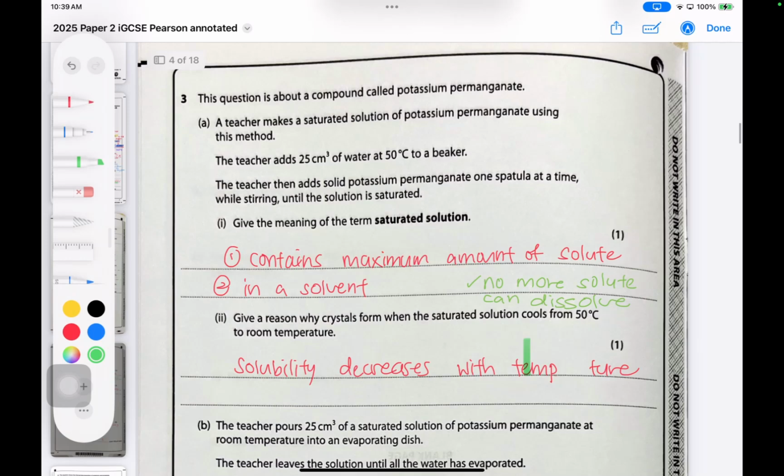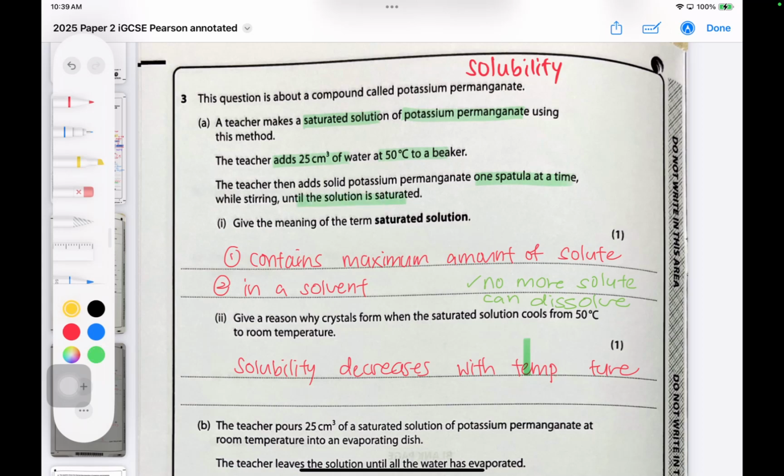Alright, so here to understand the context, this is only going to happen in paper 2, and this is based on the concept of solubility. They are telling you that these teachers try to make a saturated solution of potassium permanganate. If you have come across this chemical, you will know that it is dark purple in color. So this teacher is trying to add this volume of water at a temperature of 50 degrees Celsius, and she's adding one spatula at a time until the solution gets saturated.